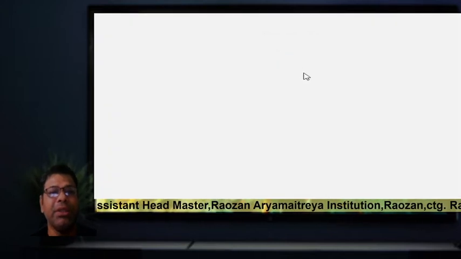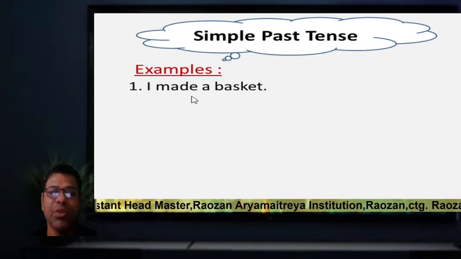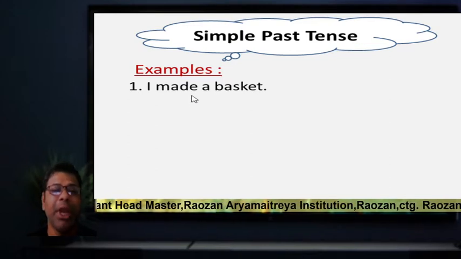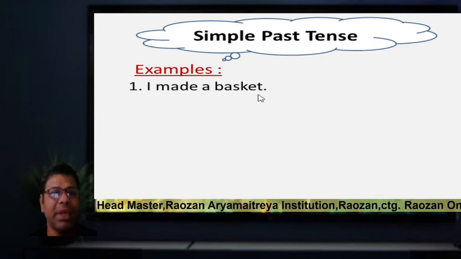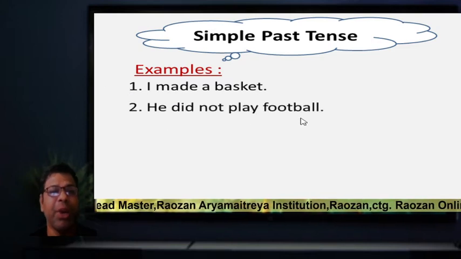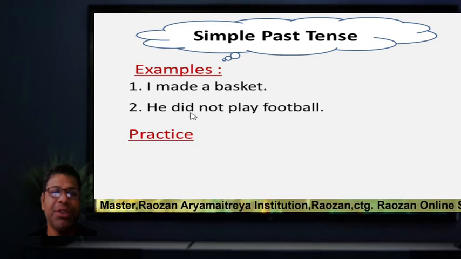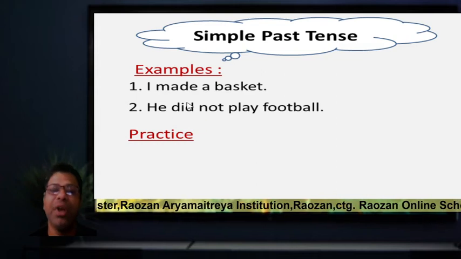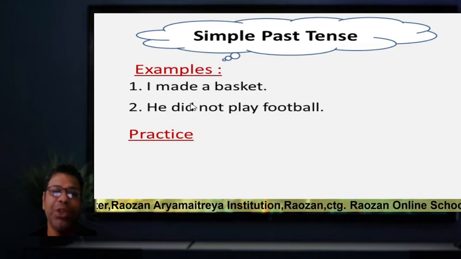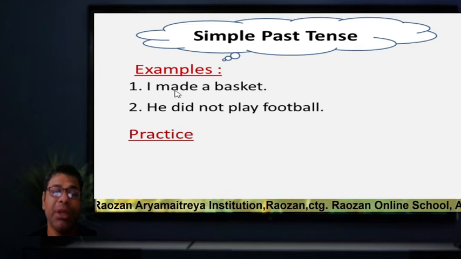Okay, dear learners, now come to past tense. What is past tense? The sentence which takes the main verb in its second form, B2. I went to a basket. He did not play football. Practice. This is the first form, this is did not. If negative, you must use did. If affirmative, you don't need to use did not, but you need to use the past form.